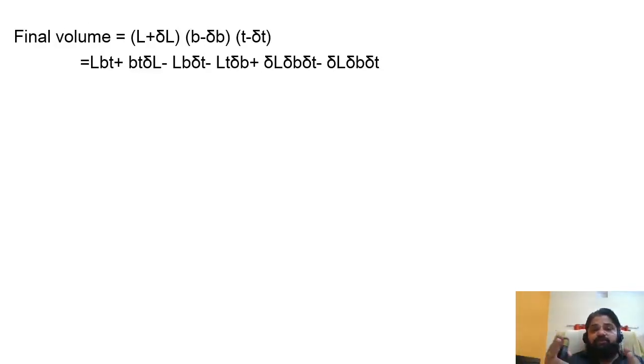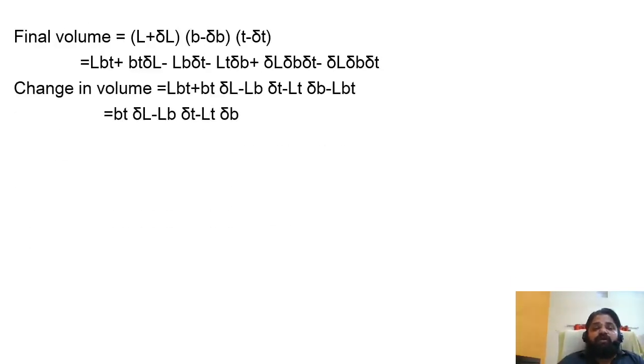When length and thickness will be there, then the small change in B, that means width, has to be multiplied with that. It's a very simple expression that has been shown. Now I want to find the change in volume because I need the volumetric change. Change in volume can be found from the final volume minus the initial volume, and LBT will be cancelled. So the rest is BT into delta L.